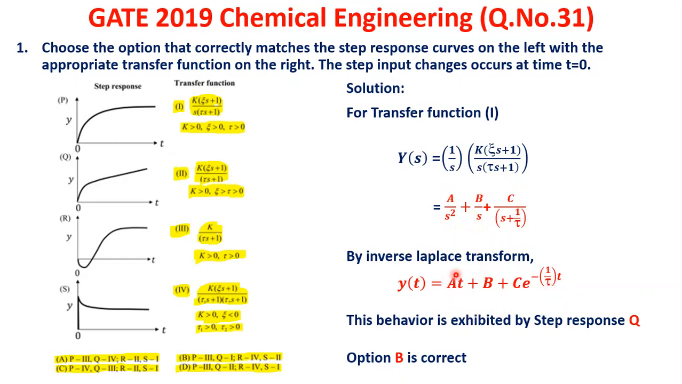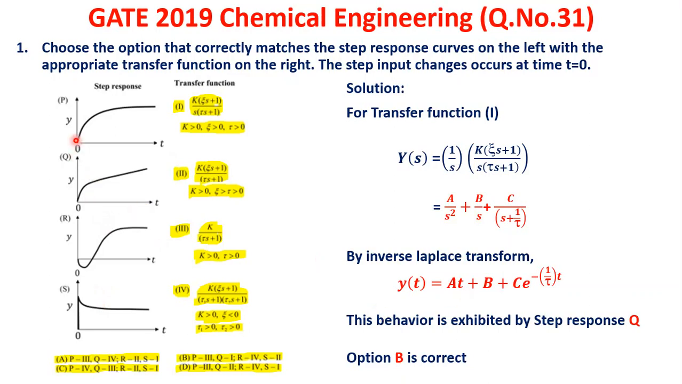We can find that At is always linear, B is a constant one, it never varies with respect to time, and this is going to be an exponential decay. So linear added to constant, then this is exponential decay. So finally it is going to be a rise only. Therefore we have to see among these 4 responses which is going to rise with respect to time.